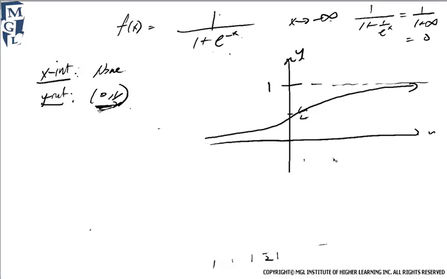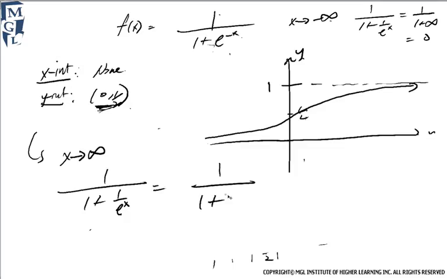Let me reiterate how I found my asymptotes. As x approaches infinity, this is 1 over 1 plus 1 over e to the power of x. You can see that this is the same thing as 1 over 1 plus 1 over infinity, which is 1. This is the horizontal asymptote when it goes to the right.